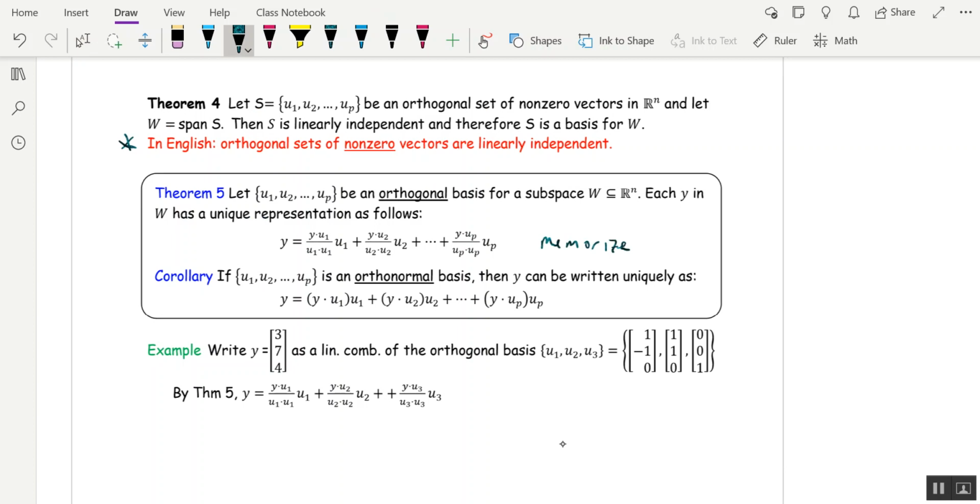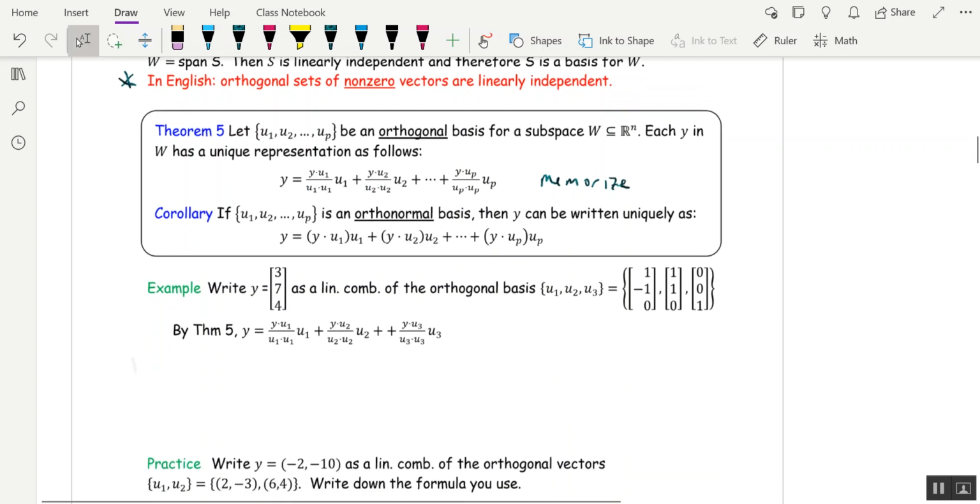The corollary: why does the corollary follow from the theorem? Well, if the set is orthonormal, that means the length of each of the u's is 1. So these denominators here, u1.u1, that's 1. u2.u2, that's 1. And so the second formula is really just the first formula without those denominators, because all the denominators are 1. So let's put this formula to work.